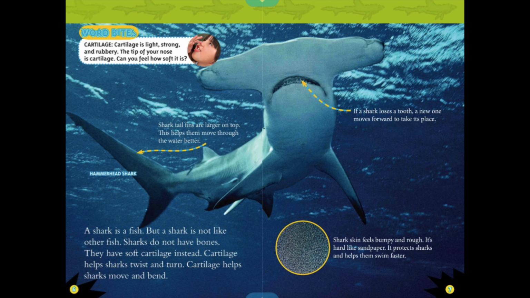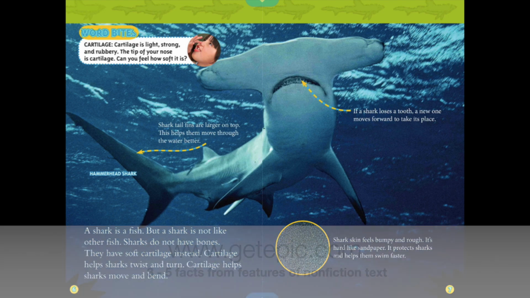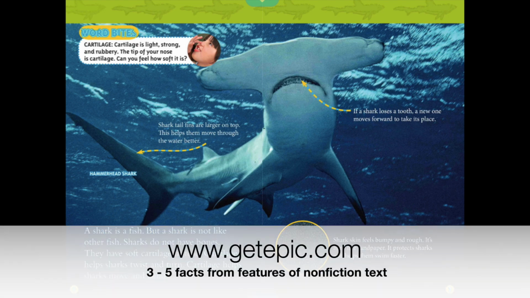Now I'm going to send you guys off on your own. You are going to log on to Epic Books, and you are going to find this shark book already assigned to you. You're going to find 3 to 5 facts about sharks that you can get using the features of information text. You'll tell me the fact, where you found it, what feature of information text you used, and how you know it is a fact. Good luck!